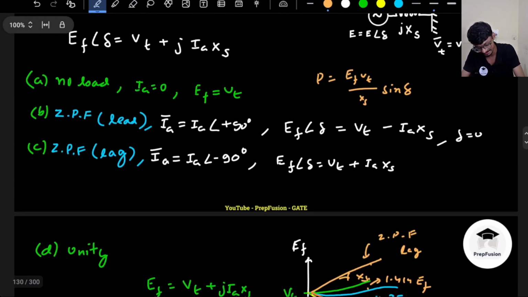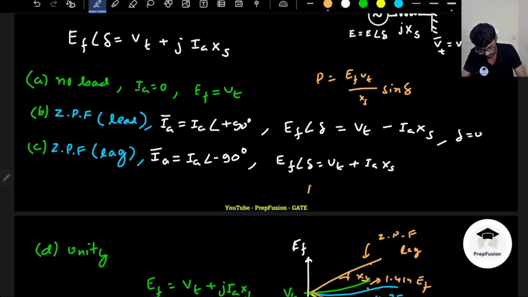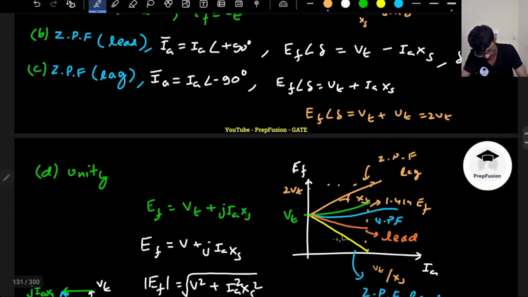If my short circuit current is VT by XS, what will be the EF value in this case for lagging load? For lagging load, it will be Vt plus Vt by XS times XS. So IA is Vt by XS, so it will be Vt again. So this will be 2 Vt. So EF will be equal to 2 Vt. That is the difference over here.